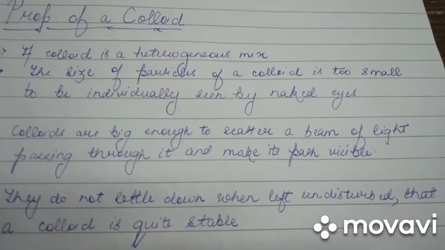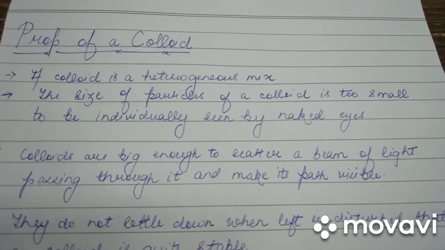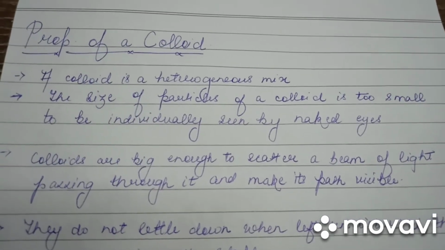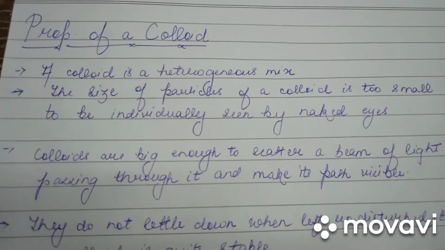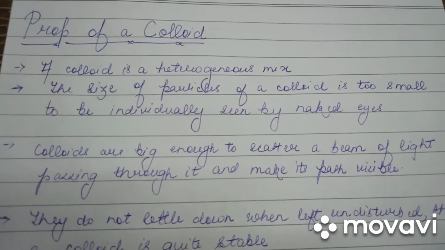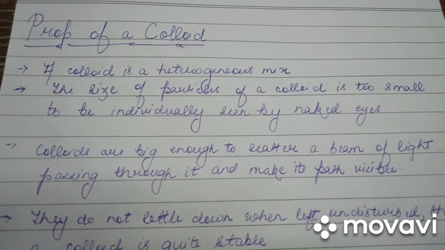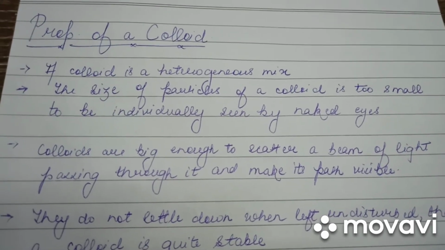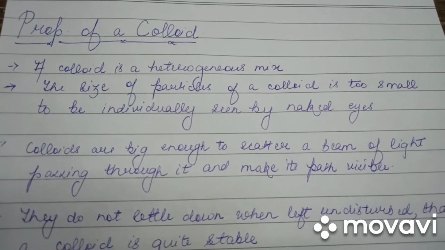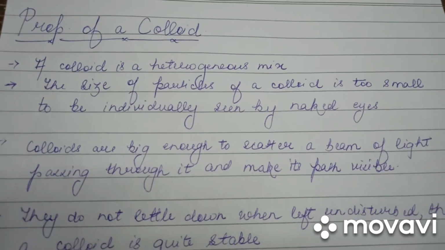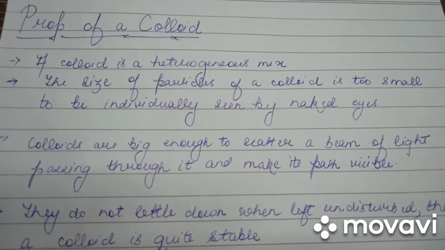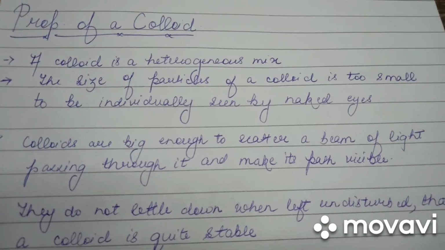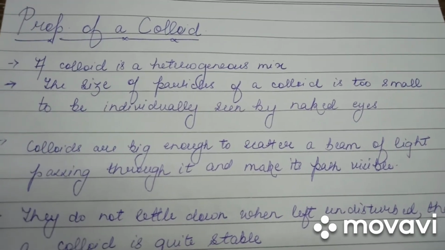But colloids are big enough to scatter a beam of light passing through them and make its path visible. Like we discussed in the example of the Tyndall effect, when the two vessels, one containing the solution of copper sulfate and the other containing the mixture of milk and water, were kept in front of a torch, the path of light was visible in the mixture of water and milk, which forms a colloid.